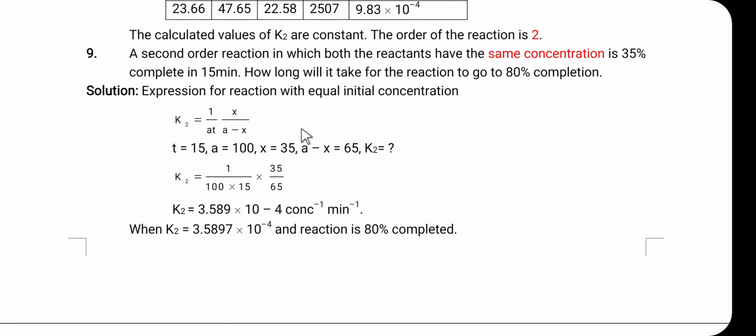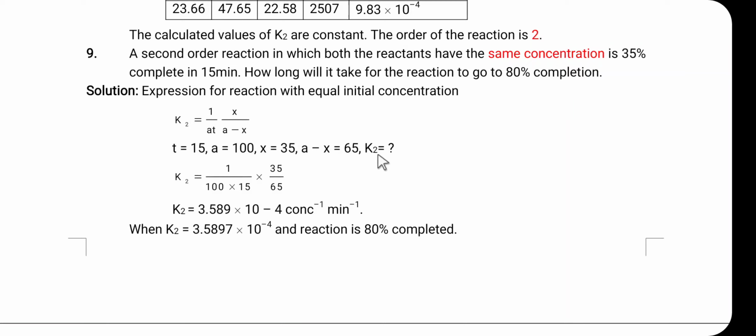And the last example: the second order reaction in which both the reactants have the same concentration is 35% completed in 15 minutes. How long will it take for the reaction to go to 80% completion? Again, this is a problem we have to solve in 2 steps. A second order reaction in which both the reactants have the same concentration is a case of equal initial concentration. So, here 35% reaction is completed in 15 minutes. That means t is equal to 15, A is equal to 100, x is equal to 35 and A minus x is equal to 65.